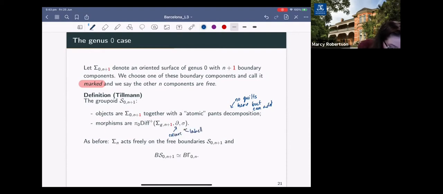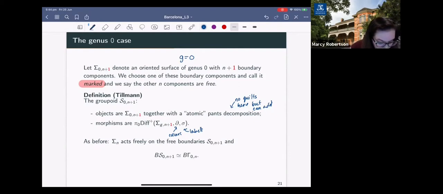G is 0. Sorry, go ahead. The question is whether G is 0 here. Yes, G is 0 here. So yeah, we're going to go to G is 0 for just a little while, so I can tell you about some results.